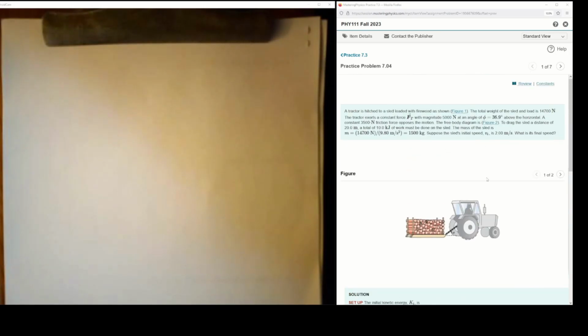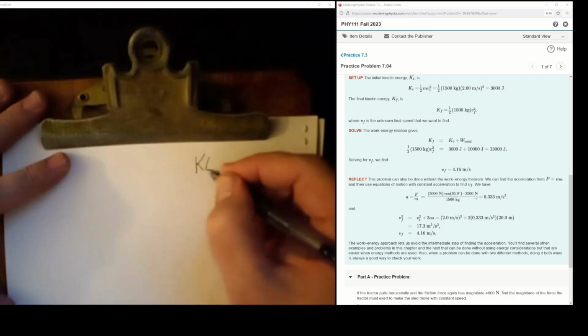All right, so checking out practice homework 7.3. And here's the first problem. And it's actually very similar to the first problem of the last homework with the tractor pulling the lumber. So 7.3 is where we have kinetic energy.